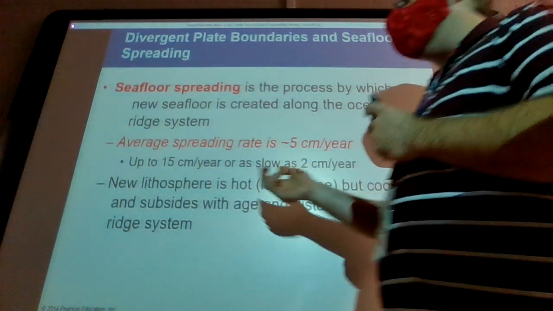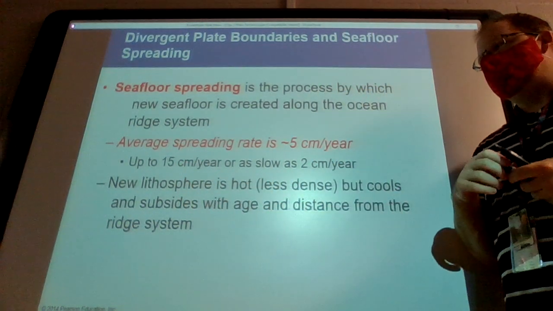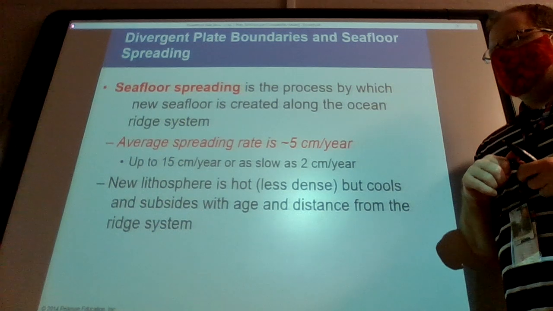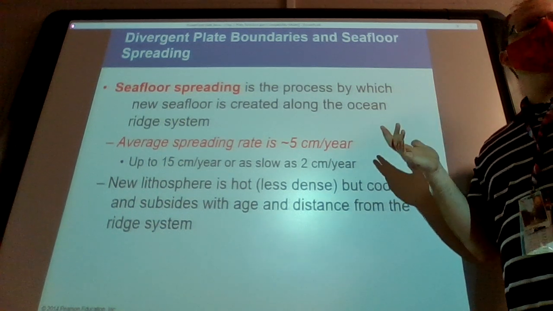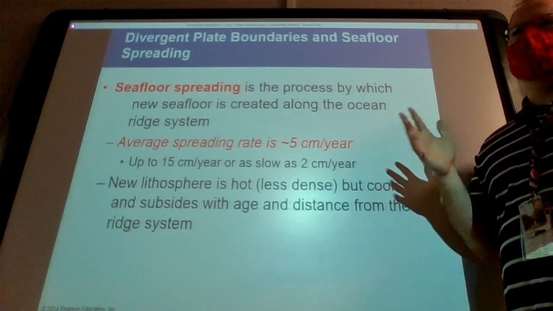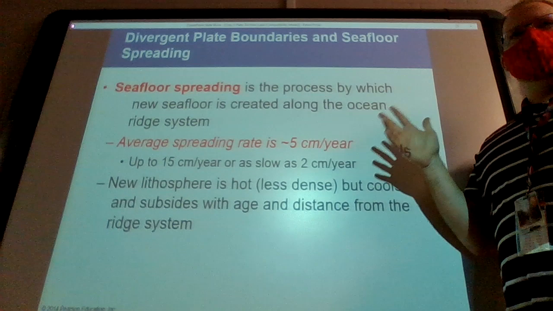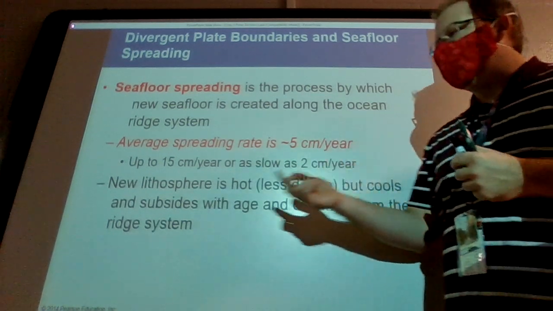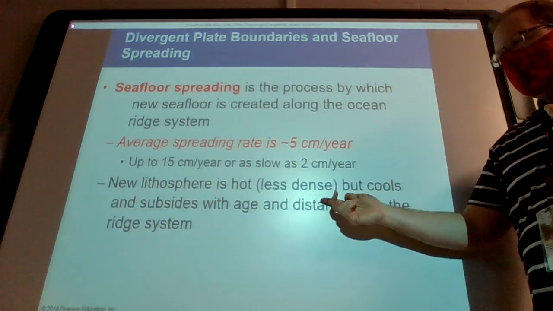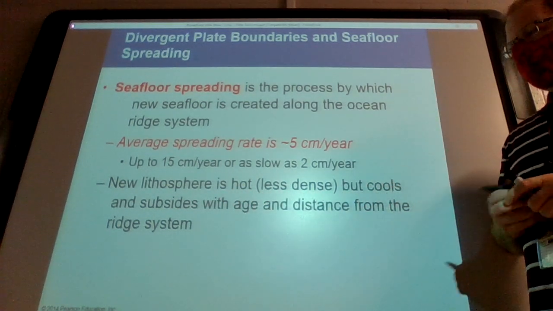The fastest ones can go about 15 centimeters per year. The slowest ones go about 2 centimeters per year. And so they're not super fast, but over several 100,000 years, over several million years, you're creating quite a bit of new land there in the ocean basin. So the new land that they create, the new lithosphere, is hot and less dense, but it does cool and eventually subsides with age and distance from the system.